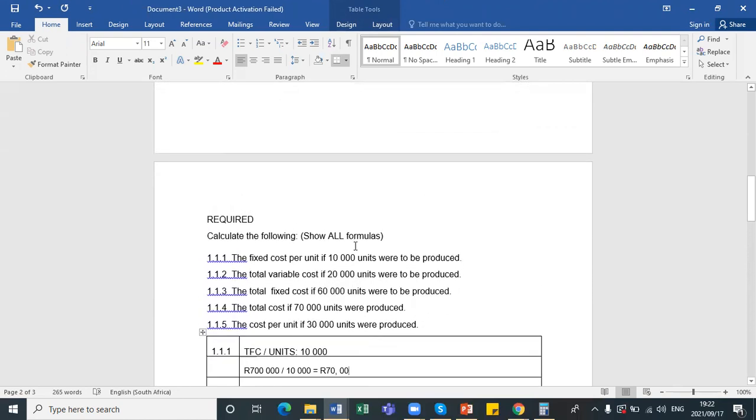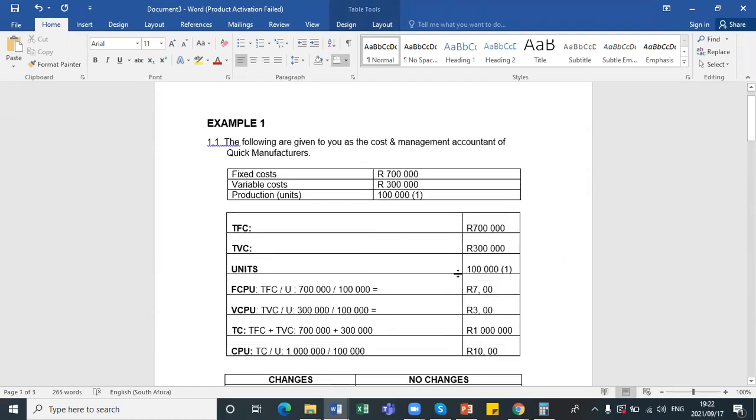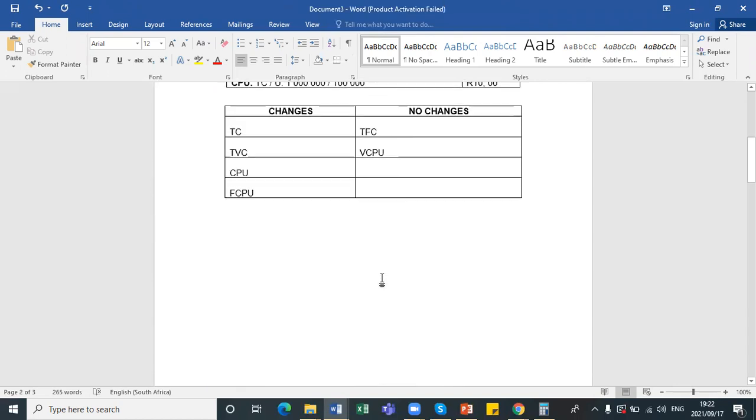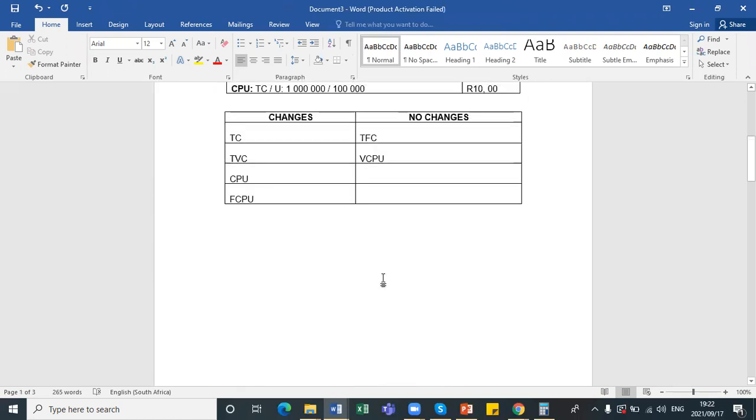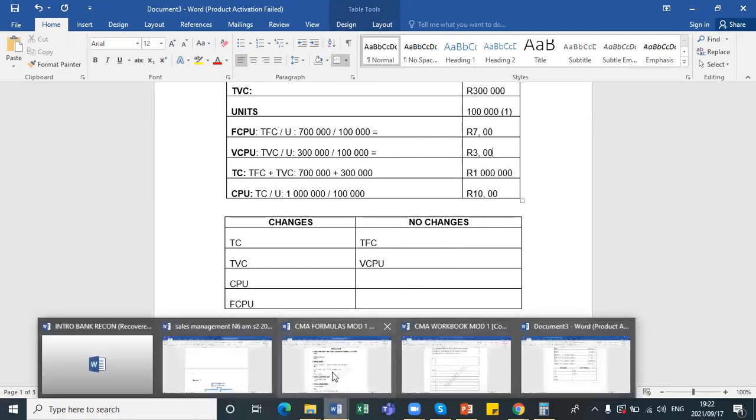The next thing we're going to focus on, total variable cost if 20,000 units were to be produced. First question, did production change from when we started? Yes. We produced 100,000 and now it's changed to 20,000. Next question, does variable cost per unit change when production changes? It falls under the no changes when production changes. Now, how much was variable cost per unit when we started? It was 3 Rand. Now, there's only one formula when you calculate variable cost per unit.